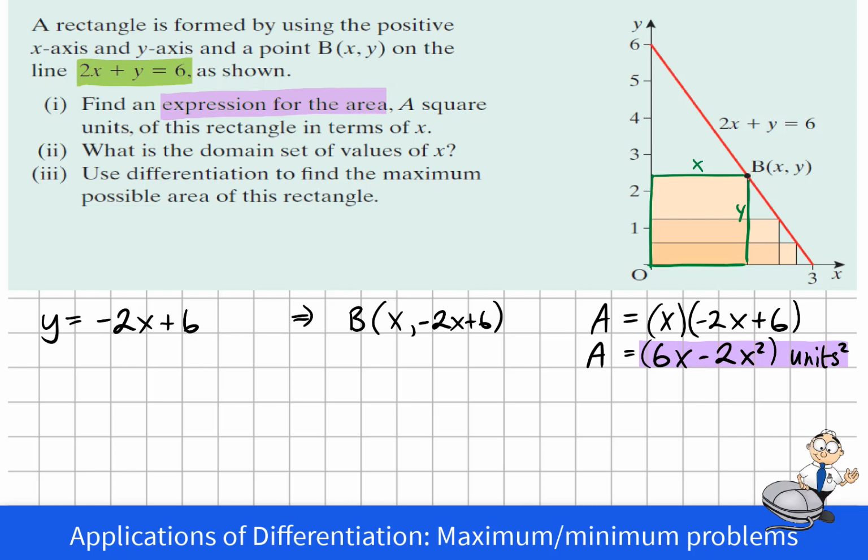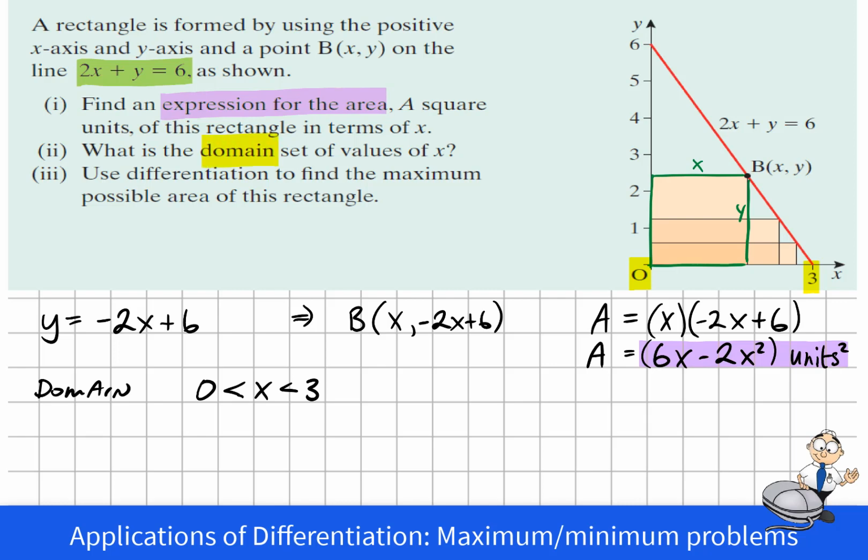Next, we're being asked, what is the domain, the set of values of x? Well, we can see here, because x is formed in the positive sense of the x-axis, the smallest value that x could have is 0, and the largest value that x could have is 3, because that's where the line crosses the x-axis. So the domain of this function is between 0 and 3.